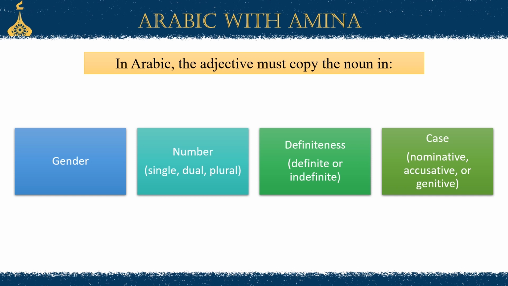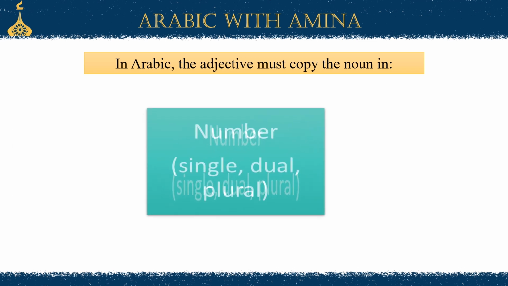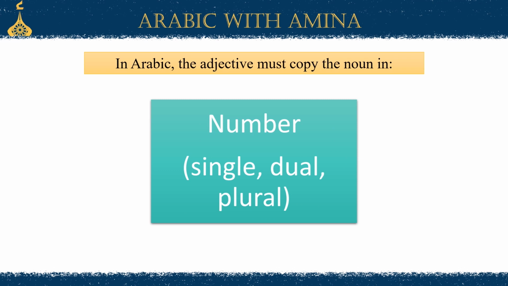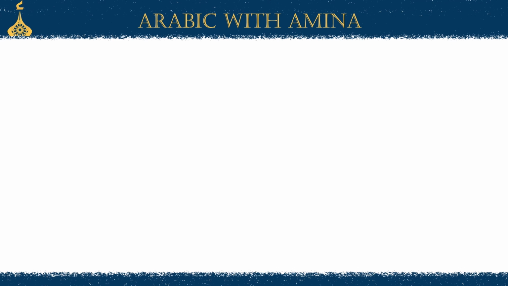Now we're going to be talking about matching the noun and adjective number-wise. Whether this is single, dual, or plural, they have to match. If you're not familiar with these forms, I explain them thoroughly in another video, which you can check out in the corner above. Okay, so now on to our examples regarding number.